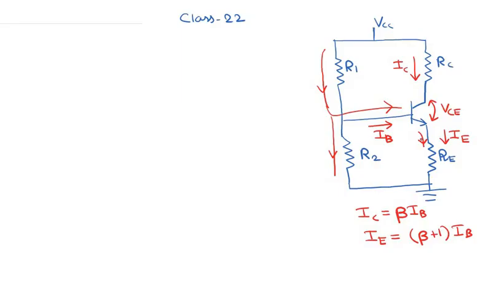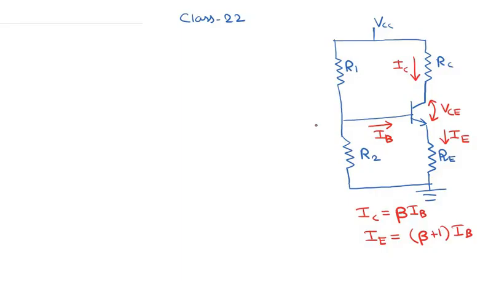It can be solved by some rigorous solution of equations, but it is much easier to solve this circuit if we use Thevenin's theorem. So let me just repeat that right now we are interested in the DC value of the base current, or we are interested in knowing what is the current that flows through the base.